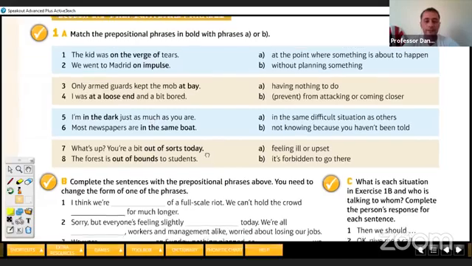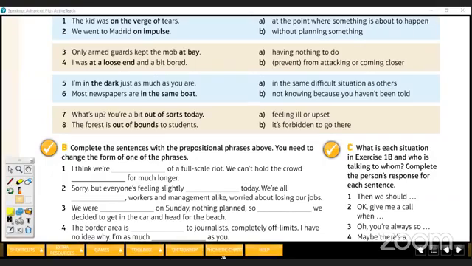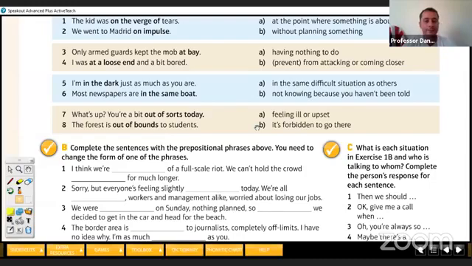Okay, now let's go to number 7. What's up? You're a bit out of sorts today. Feeling ill or upset? Or it's forbidden to go there. That's easy. Feeling ill or upset. You're a bit out of sorts today. It means you're not feeling well. You're feeling ill, sick or upset, worried.